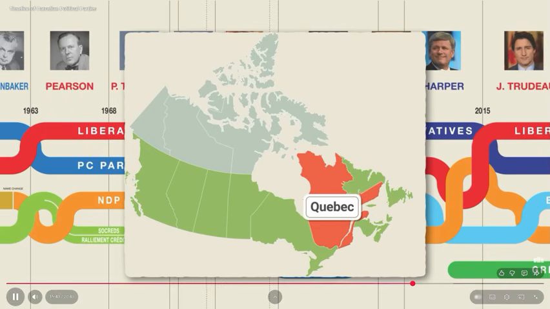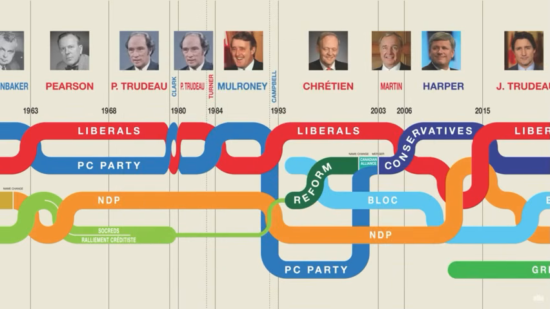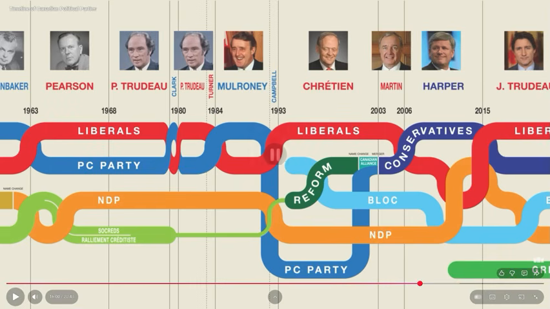Thus, in 1984, the Conservative leader, Brian Mulroney, ran on a promise to Quebec that he would help amend the Constitution in a way that they could be happy with. This resulted in the biggest landslide win in Canadian history. No, it didn't.